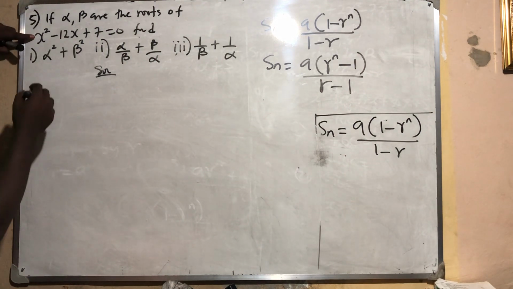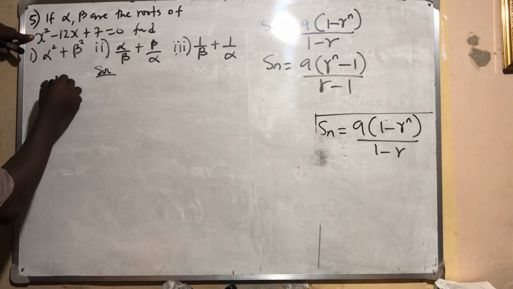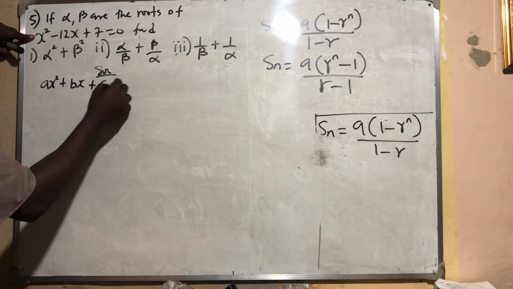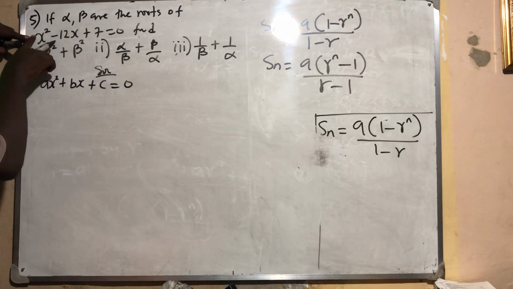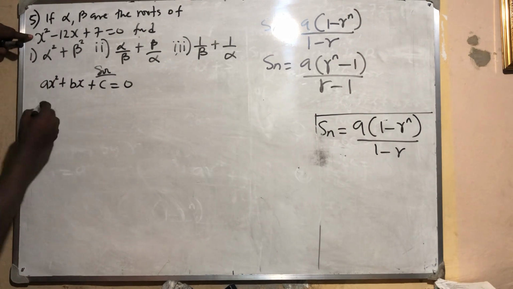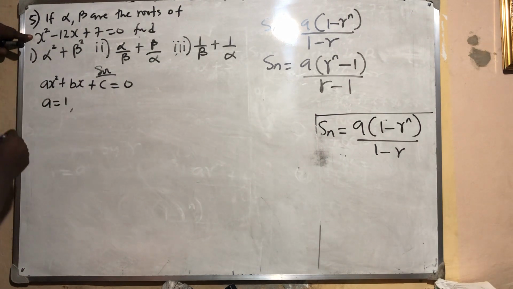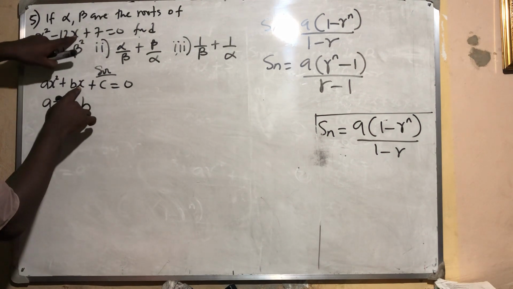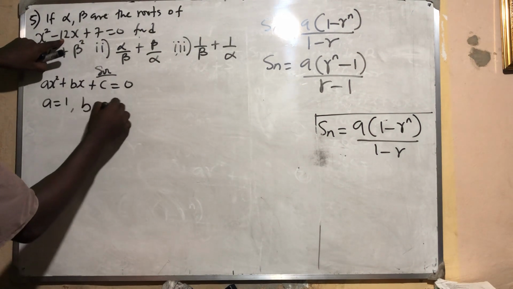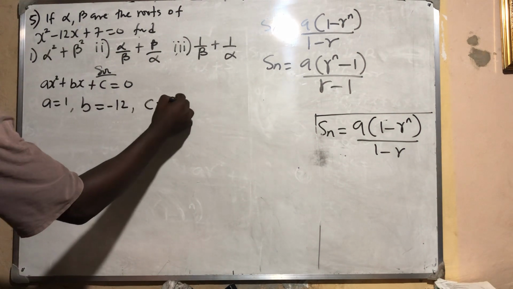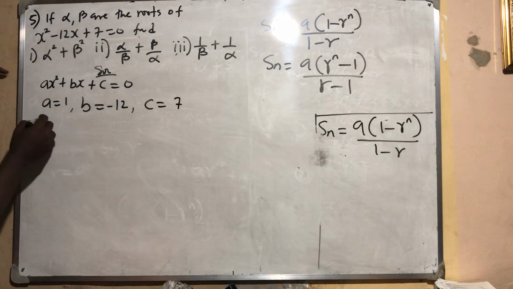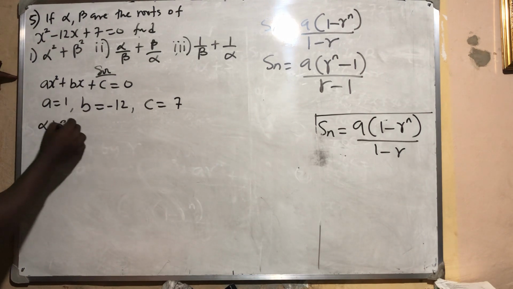So the first thing I'll tell them is that you know that the general equation is ax squared plus bx plus c is equal to 0. So if you compare this, you see that a is anything that is standing with x squared, and nothing is standing with it, so there is an invisible 1 here. So a is equal to 1. b is the one standing with x, which is minus 12. b is equal to minus 12. c is the one standing alone. So c is 7. So the first thing you need to get is alpha plus beta. And what's the formula?